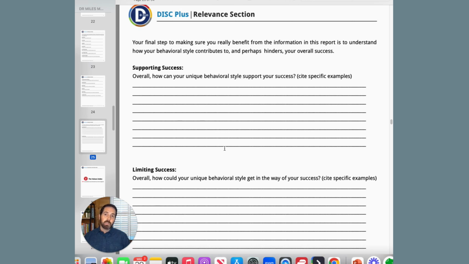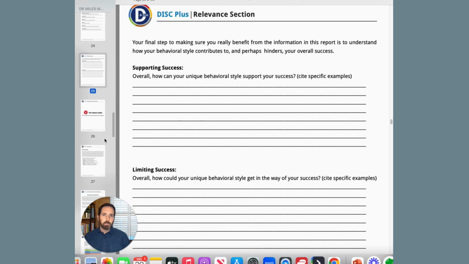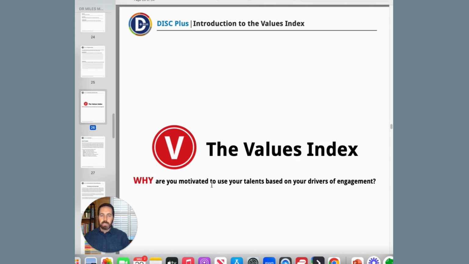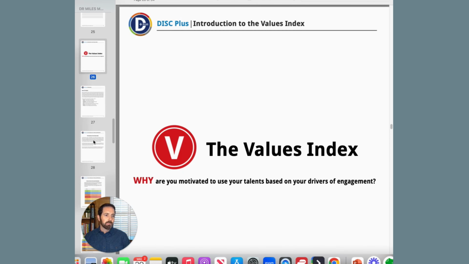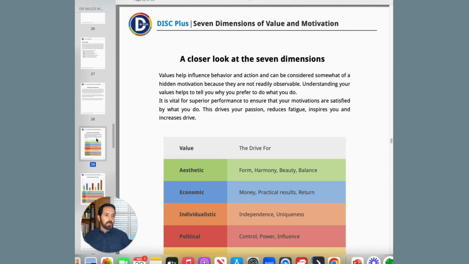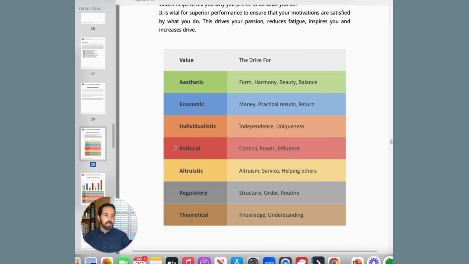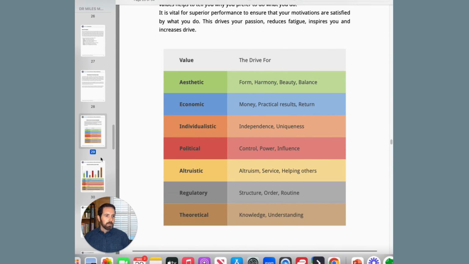I'm going to go ahead and jump into the values section. I won't spend as much time here. This is a little bit more self-explanatory. But the values, this is why you are motivated to use your talents based on different parts of engagement, different areas of values for you. So I'm going to jump right to those. So there's 7 dimensions. And I'm actually going to jump into this. Well, I'll go ahead and stick right here.